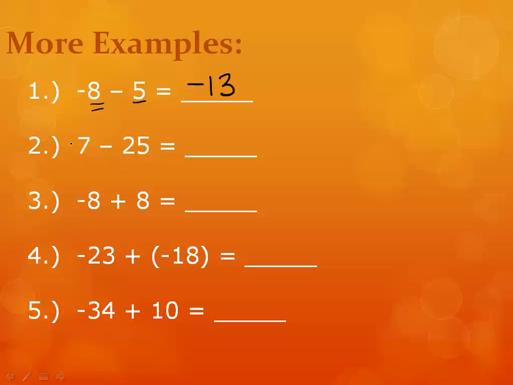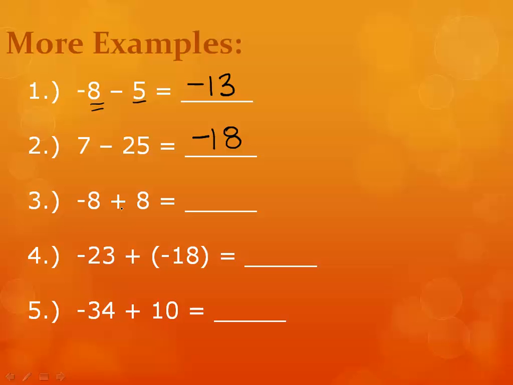For example 2, this is a +7 and a -25. Since the signs are different, we subtract 25, take away 7, which is 18. However, I have more negatives than I do positives, so my answer is -18.